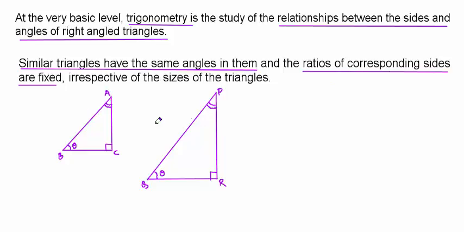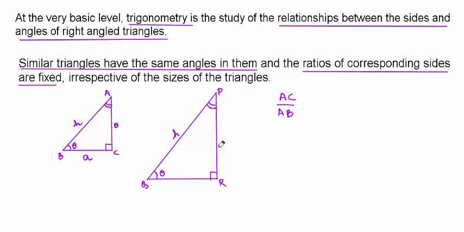The ratios of corresponding sides are fixed, which means AC over AB. AB is the hypotenuse. Let me write H for the hypotenuse, the side opposite the right angle on the larger triangle. Also, I'm going to call this side the adjacent to angle theta, so I'll write A for adjacent, and this side AC is the side opposite to the angle theta. I'll write that as O for opposite.